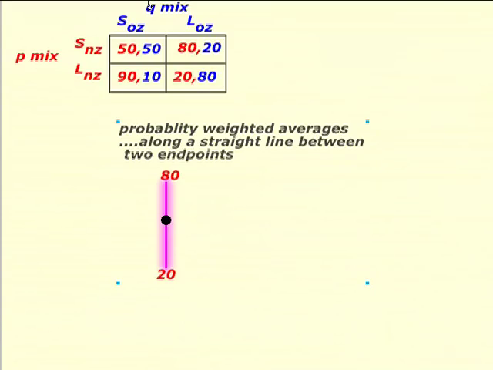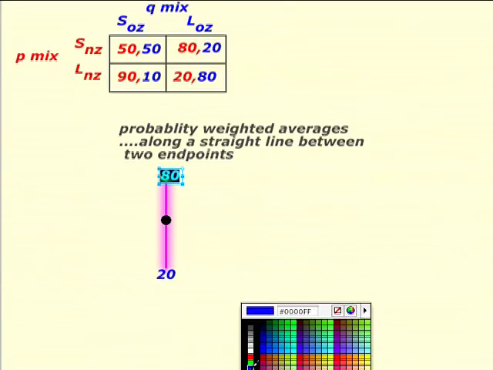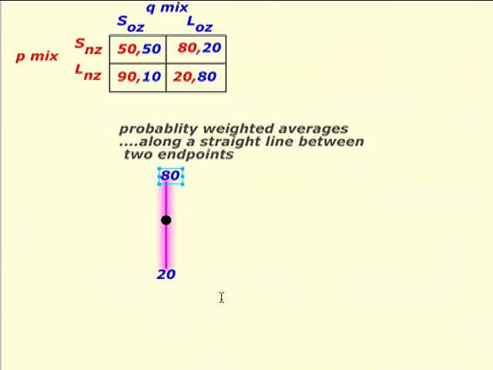But if you could come up with a belief, then what I would do is I'd say, I want to take a probability weighted average of numbers for New Zealand, 50 and 80, for Australia, 80 and 20, all kinds of different numbers. Okay, so let's take this one here. I wanted to make these blue, so let me change the color there. Okay, so let's have a look.